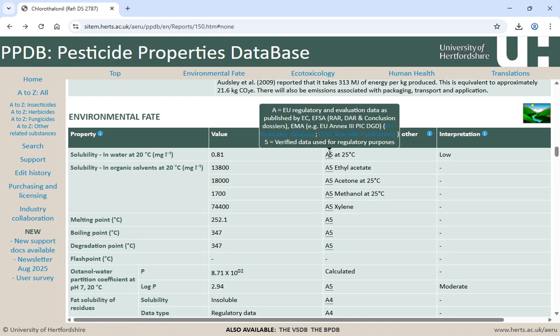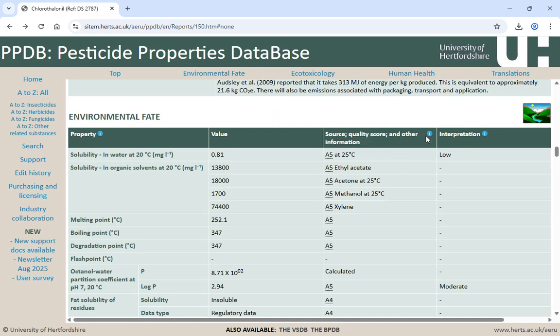We classify the data that's stored in the database using this system of letters and numbers, and if you hover over that, it tells you exactly what it is. If you're on a touch screen, rather than hovering over it, you can just tap on it with your finger, and that will bring up the same information. In this case, it explains exactly what A5 means. It's come from a regulatory source, an EU dossier in this case, and it's got the highest score, 1 to 5 we score it, so it's verified data used for regulatory purposes.